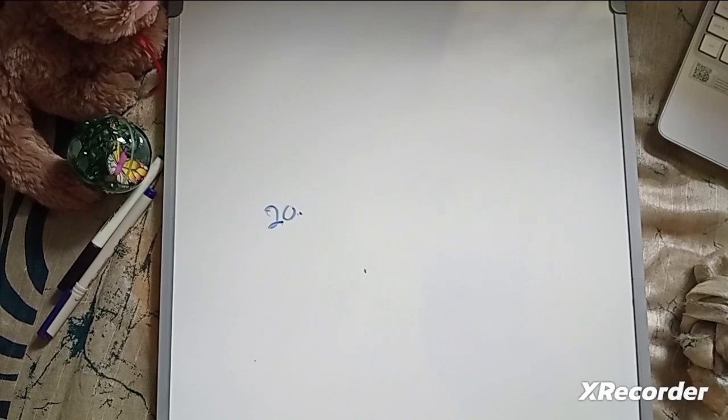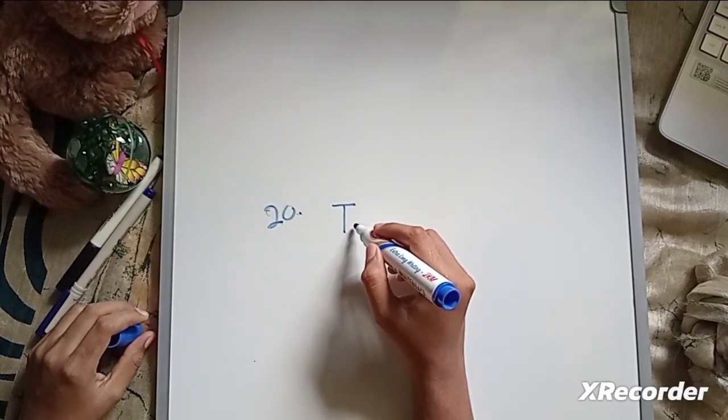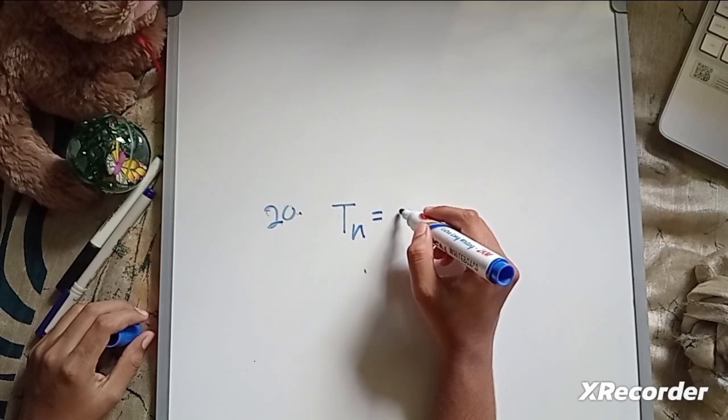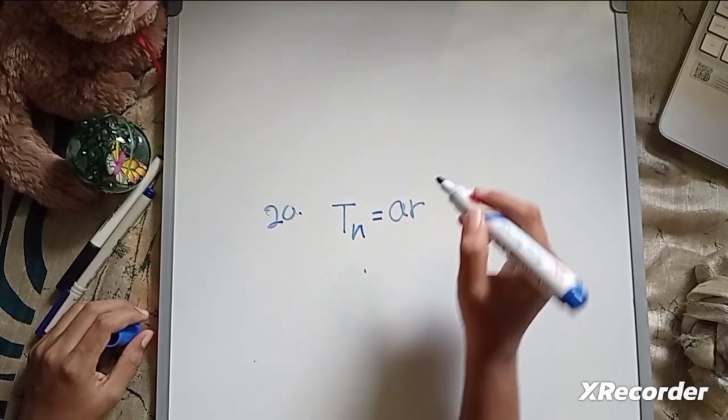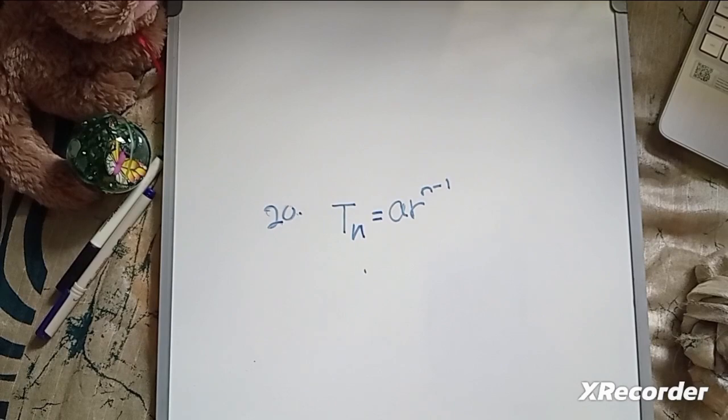Question number 20. Write the 13th term of the geometric progression with first term minus 4 and second term 16 as a power of minus 4. We know the value of any term of a geometric progression is given by Tn equals a r to the power n minus 1.